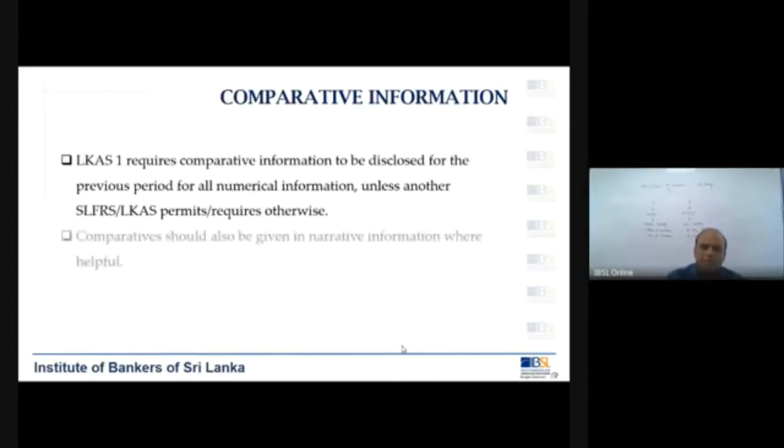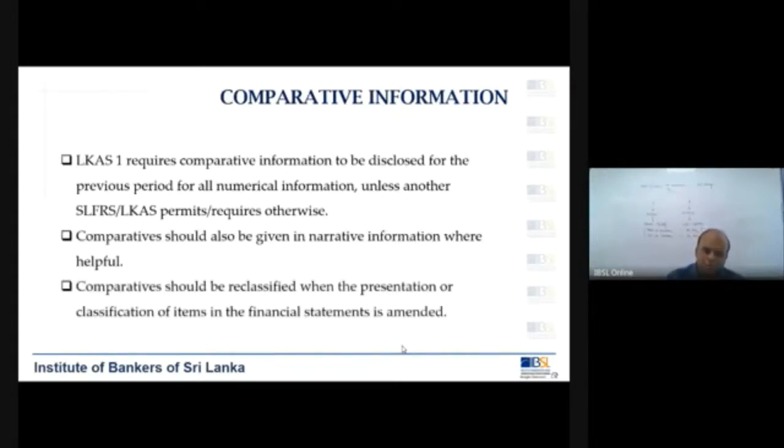So comparative information you have to provide. As I told you, I will show you how the comparative information will be provided, and you can also provide it in a narrative form, like you can write it in a paragraph and say this is how the comparative is used also.